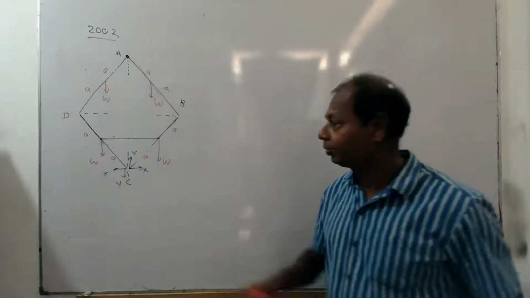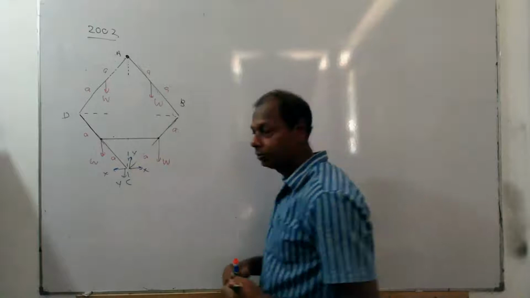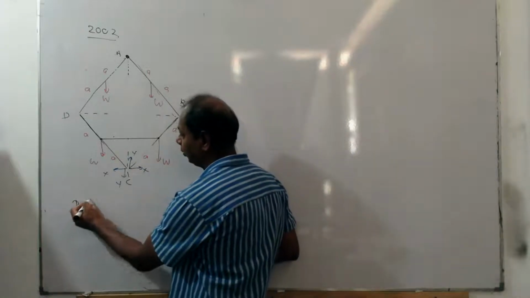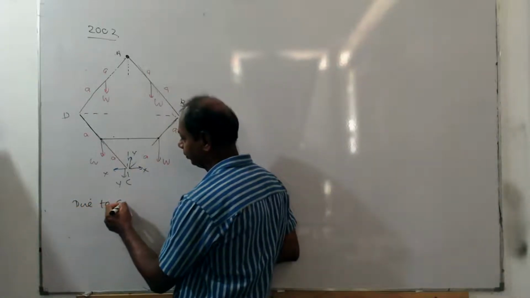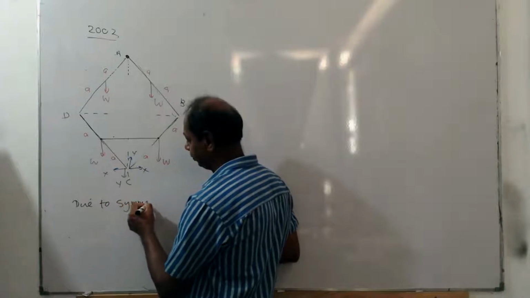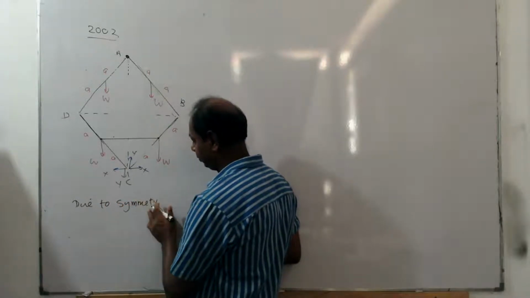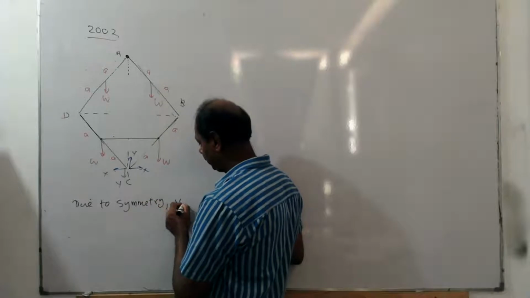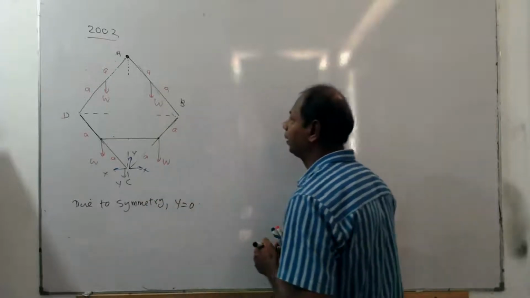So due to symmetry, again this Y will be equal to 0. Due to symmetry, Y is equal to 0. Right?